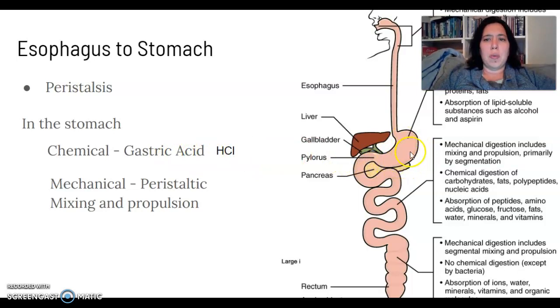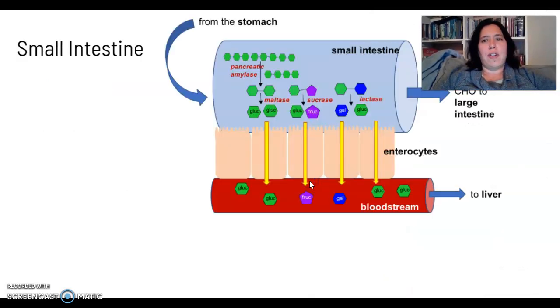There's also propulsion, which basically sloshes the contents of your stomach. The muscles of the stomach propel the food items from one side to the other, and that also helps mix any contents of that stomach with those gastric acids. All right, from the stomach, we move into the small intestine.